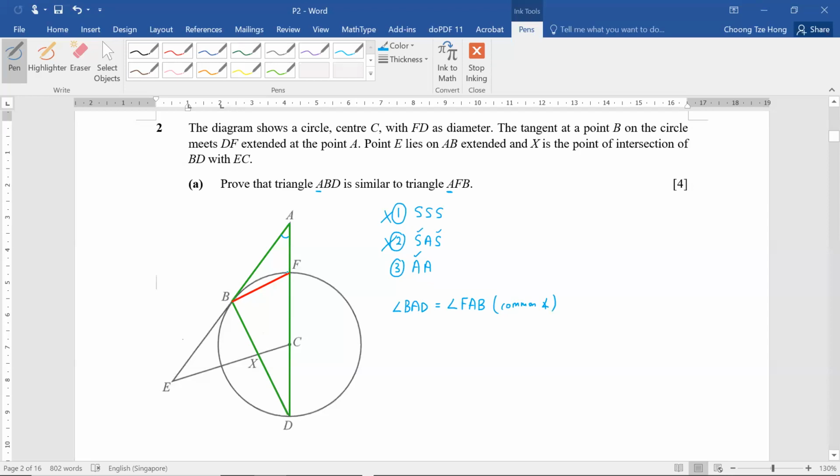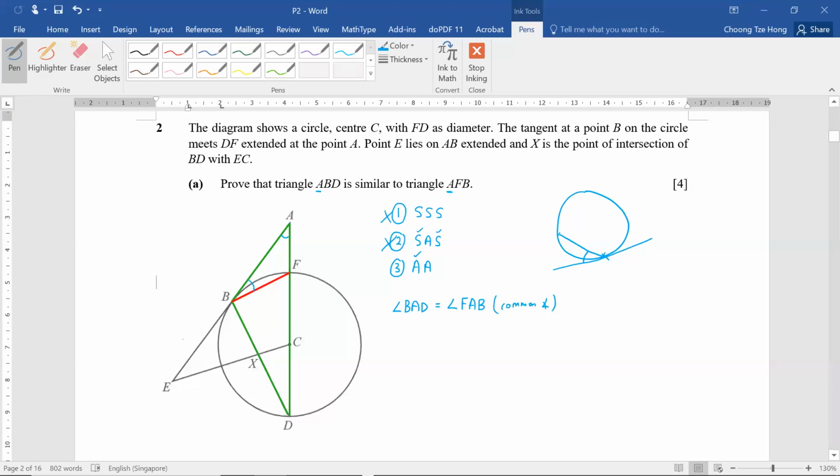Any angle that is formed between the chord and the tangent, we should be thinking about angles in alternate segment. So what is the angle in alternate segment? If you recall, let's say we have a circle over here, then you have a tangent at this particular point. Then you have a chord, and one end of the chord is the point at which the line is tangent to the circle. Then you will be able to get an angle between the chord and the tangent.